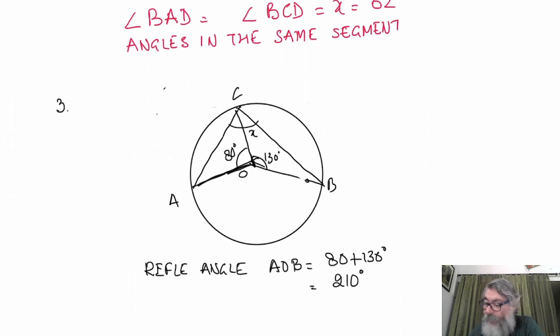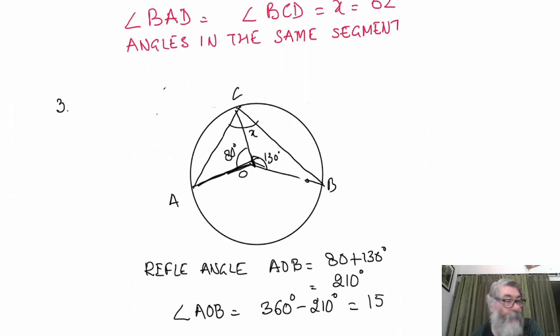If it is 210, then what will be the value of angle AOB? It is very simple. How will we calculate? We know that the sum of the angles around a point is 360 degree. So there are three angles which are formed around O. One is AOC, one is COB, and one is AOB. So angle AOB will be 360 minus 210. That will be 150 degree.